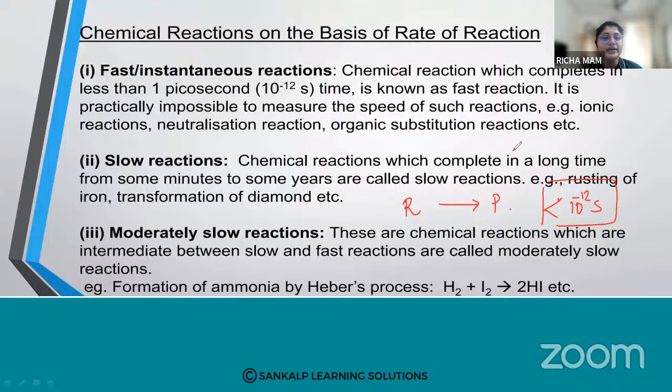So what are the different reactions which come under fast or instantaneous reactions? Ionic reactions, and neutralization reactions. What are ionic reactions? When a cation and anion combine, they form an ionic compound, and those are called ionic reactions. Neutralization reaction means when acid and base combine to give salt and water.